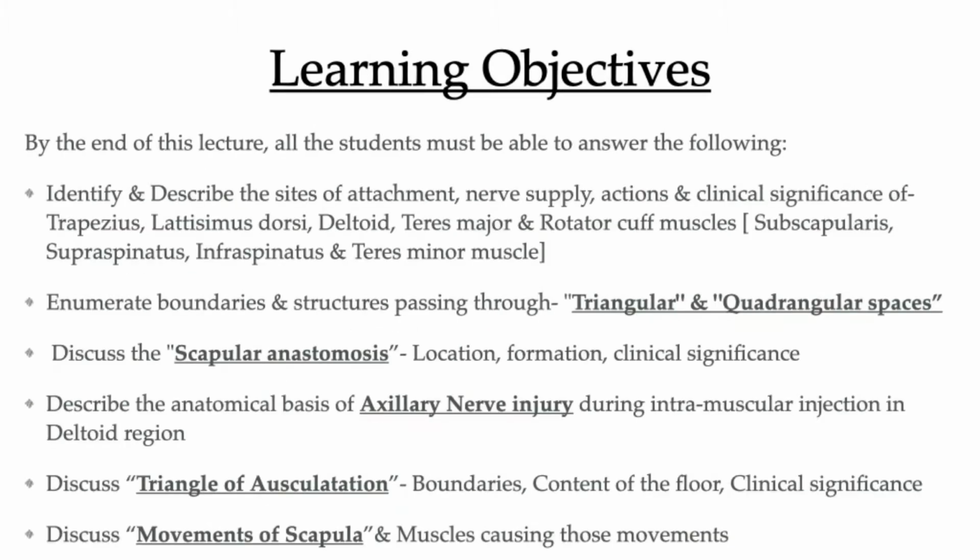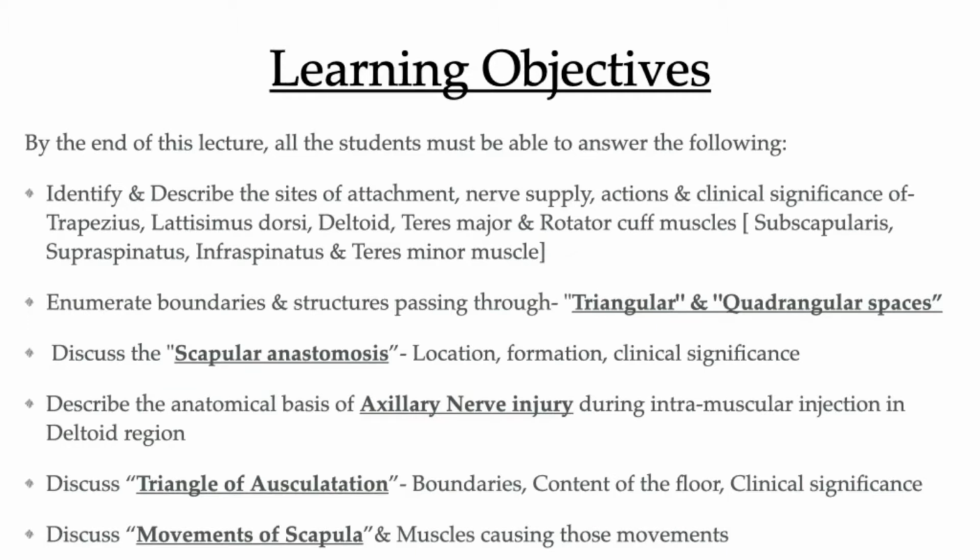The learning objectives which we have to cover are that by the end of this session, all of you must be able to identify and describe the sites of attachment, nerve supply, actions, and clinical significance of trapezius, latissimus dorsi, deltoid, teres major, and all the rotator cuff muscles, which include subscapularis, supraspinatus, infraspinatus, and teres minor.